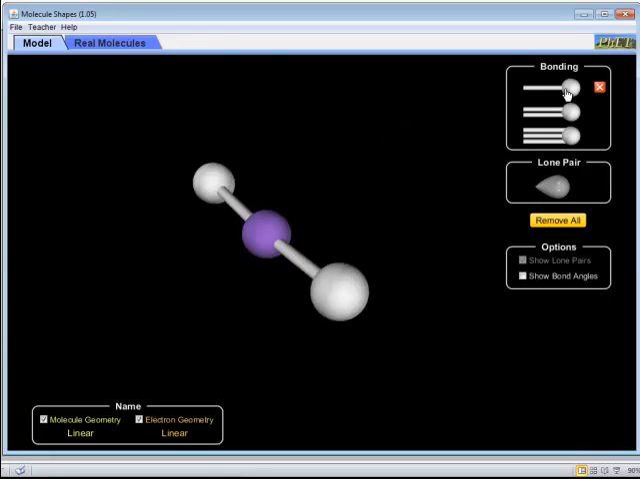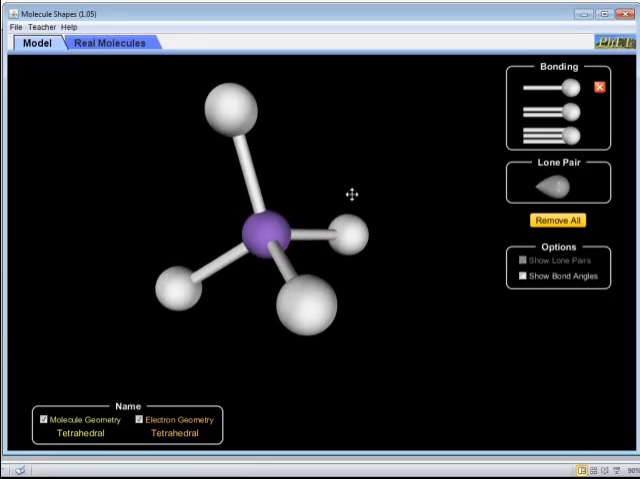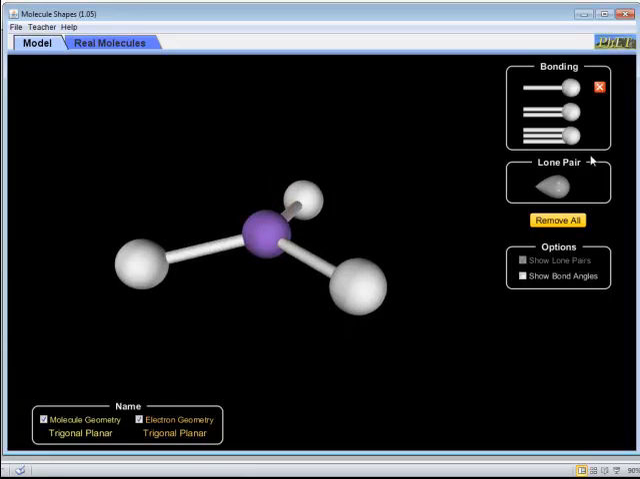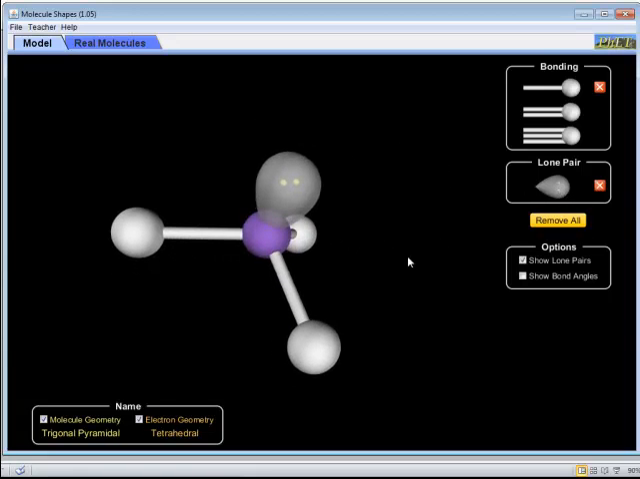But if those 4 electron groups are connected with surrounding atoms, there are 4 of them, and now you're forming a perfect tetrahedral. Also you can see here, this is electron geometry, and this is molecular geometry. The angle between those bonds in a perfect tetrahedral is 109.5. If I remove one, it turns into a trigonal planar, but just add a lone pair.